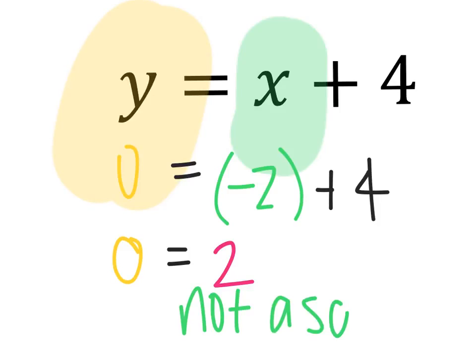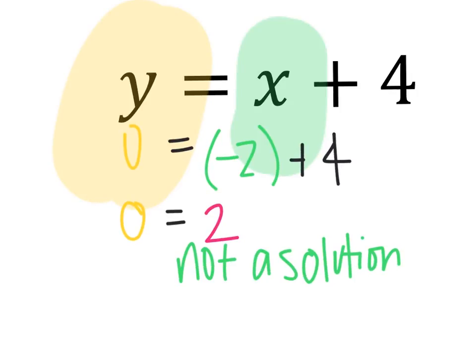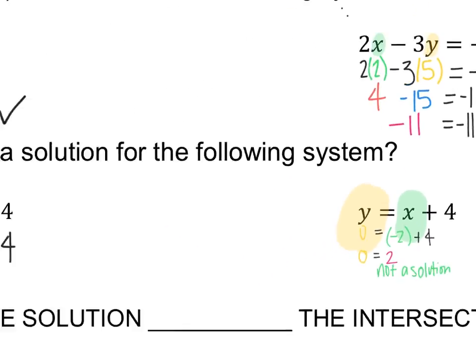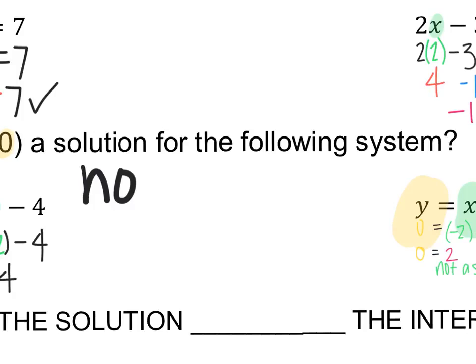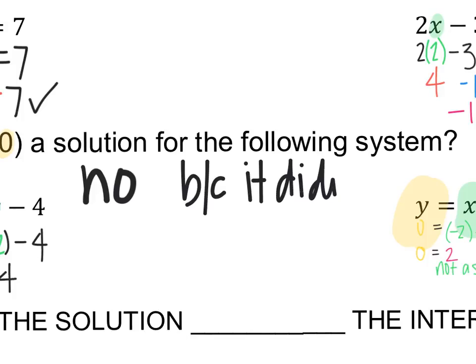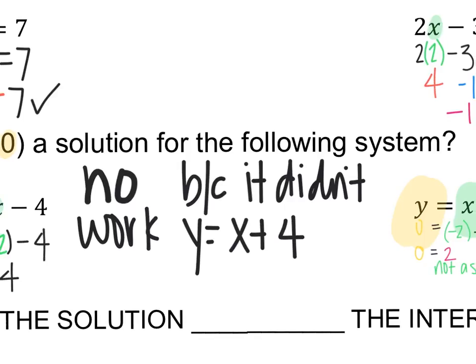So since it's not a solution to this one equation here on the right, that means that negative 2, 0 is not a solution to this system. So is negative 2, 0 a solution for this system? The answer to that question is no. And the reason it's no is because it didn't work for our second equation of y equals x plus 4. So it can't just work for one equation.